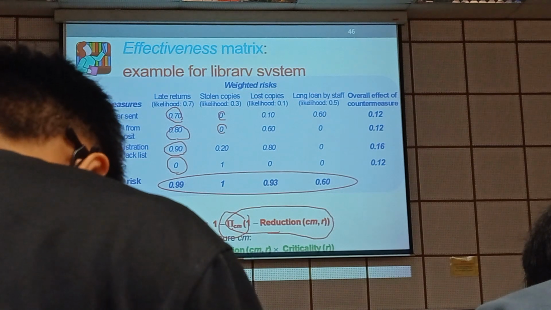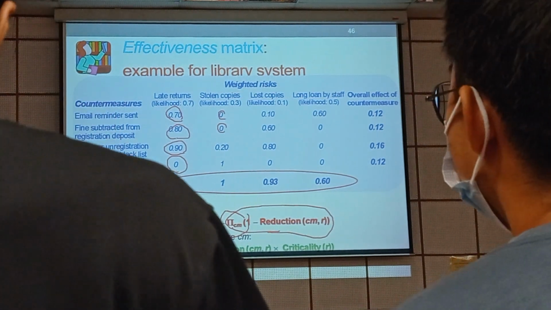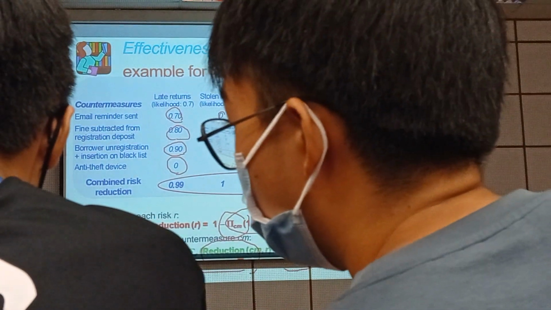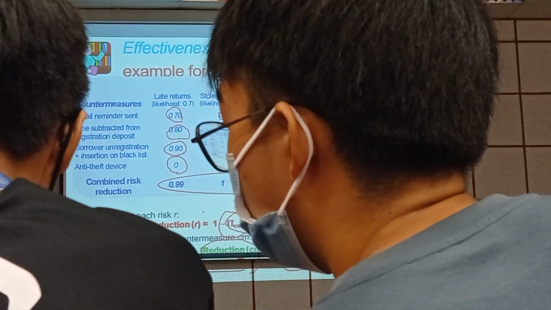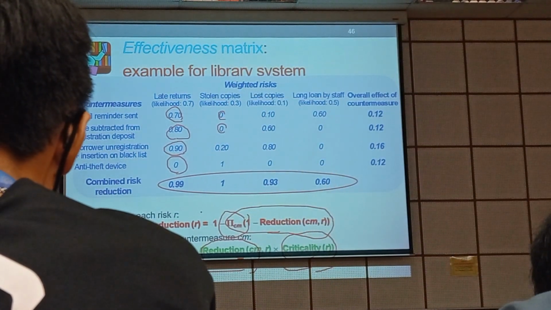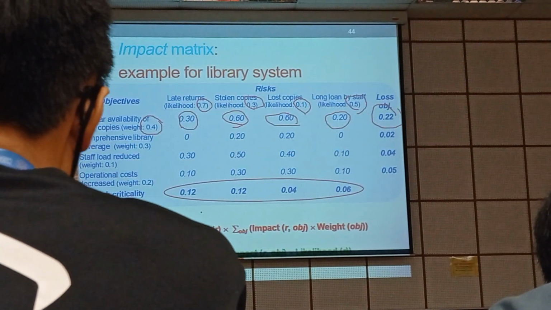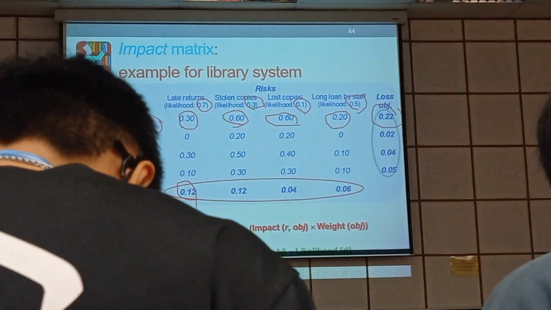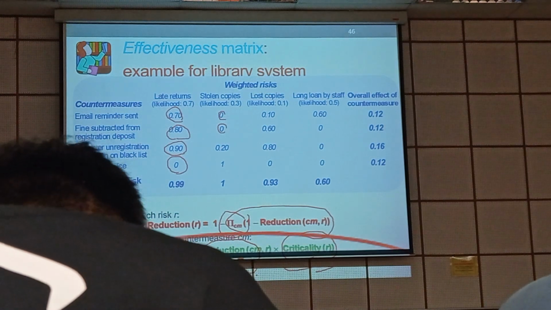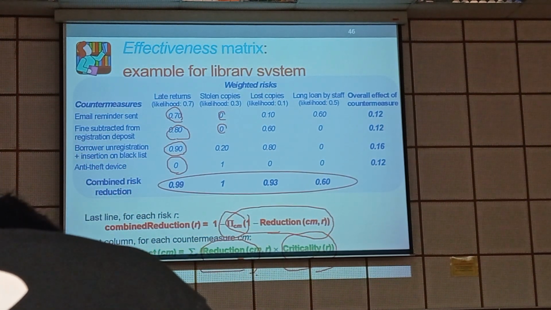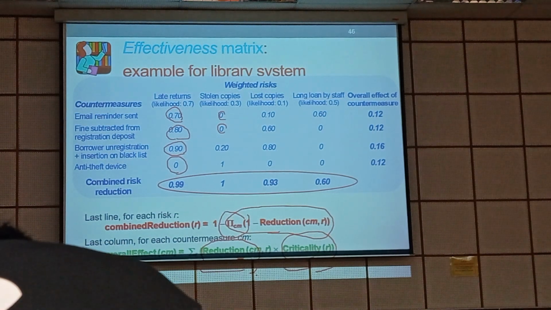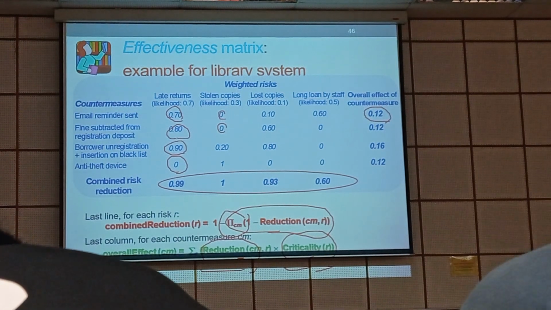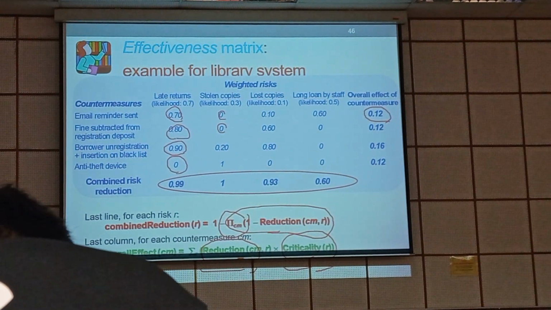Then one more last example. Reduction multiply with criticality. Listen. Reduction multiply with criticality. Where do I get the criticality from? Go back. Criticality is 0.12. Okay, now class listen, please. See, when you don't listen, I keep repeating. So how to get this 0.12? Overall effect: reduction multiply with criticality.